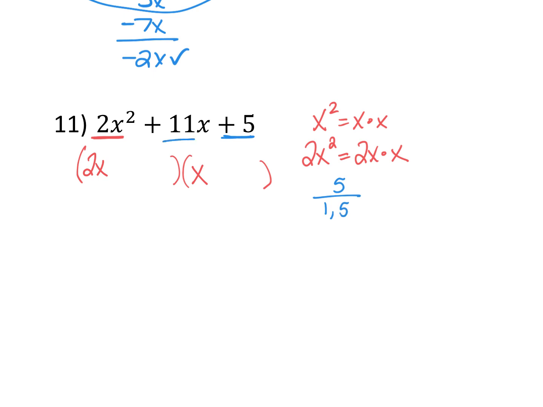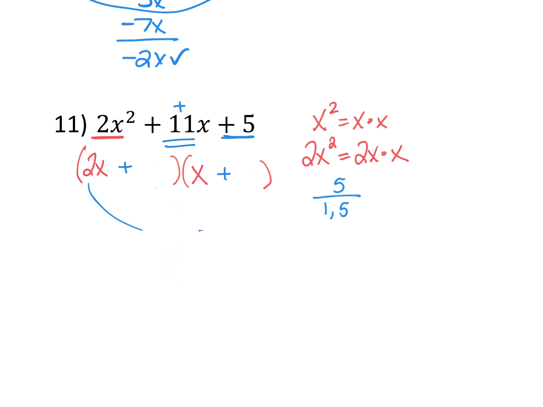But they have to add to 11. So let's say I put the positive 5 here and a positive 1 here. Let's check this. So 5 times x is 5x. 2 times 1 is 2x. That's going to add to 7x. Oops, that's not what I want. So let's try again.